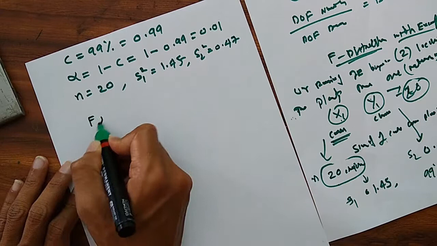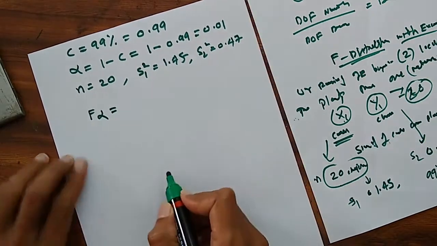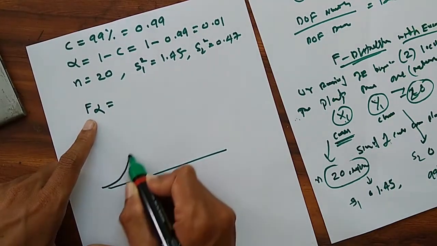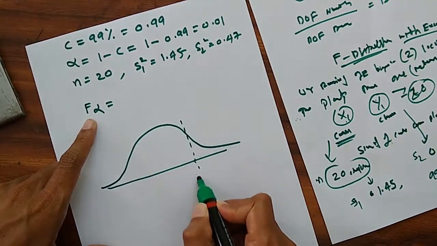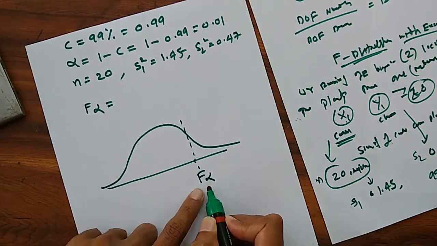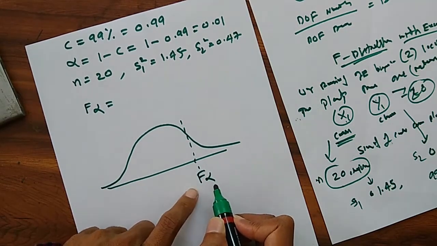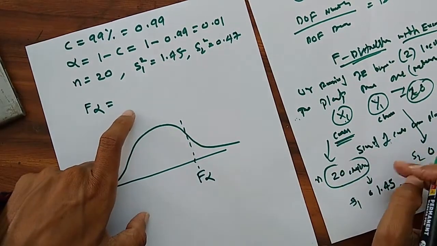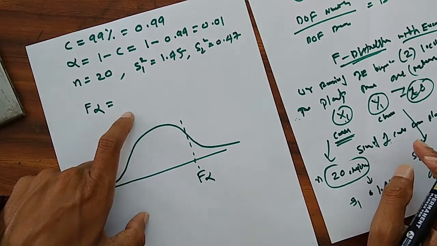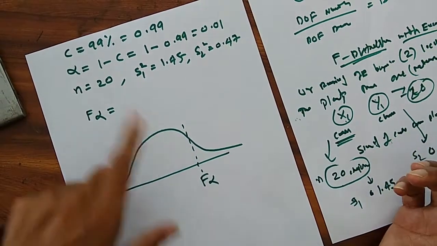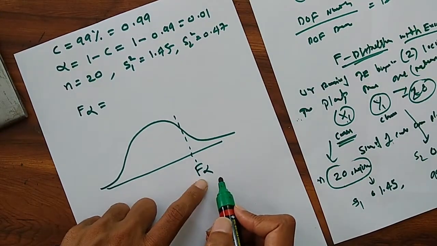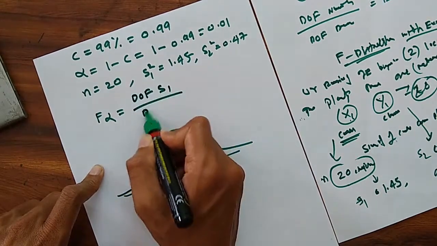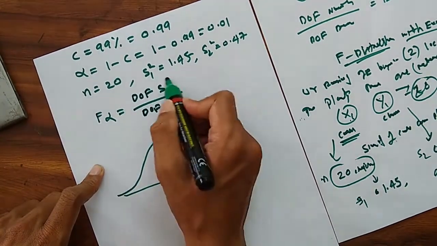So to determine F alpha, this is our distribution, and F alpha will be this. We should know the value of F alpha before we find whether we need to reject or fail to reject our hypothesis. To know F alpha, we need the degree of freedom of S1 and the degree of freedom of S2.